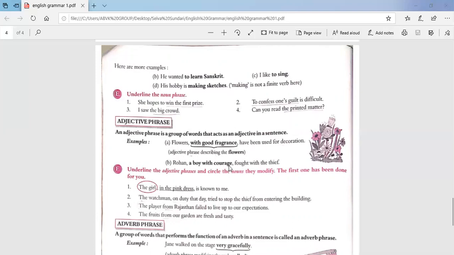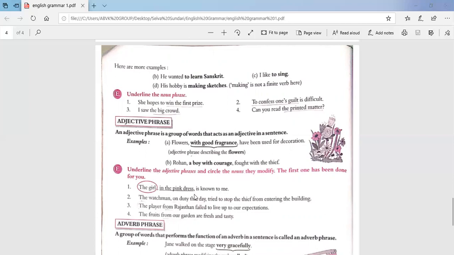Rohan, a boy with courage, fought with a thief. So Rohan, what type of boy? A boy with courage. So this is an adjective phrase. Underline the adjective phrases and circle the noun they modify. The first one has been done for you.